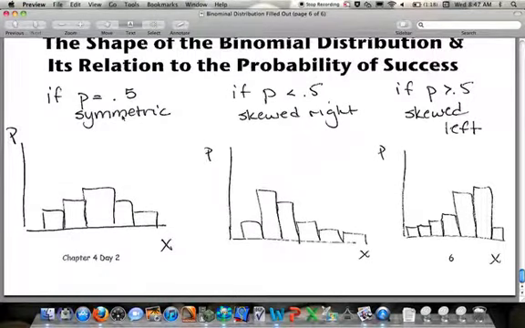And just some things here. If your probability is 0.5, your distribution is going to be symmetric. If it's less than 0.5, so most of your successes are going to be down here, it'll be skewed right. If it's greater than 0.5, it'll be skewed left. So this is something else to think about.